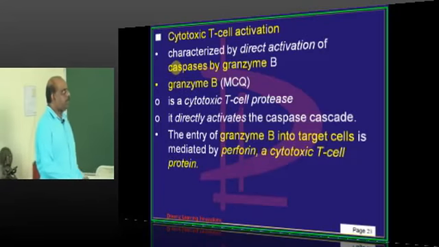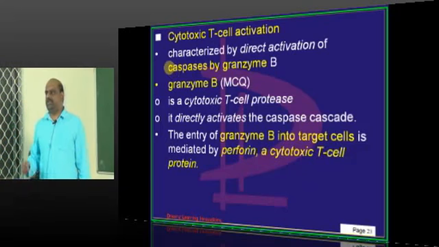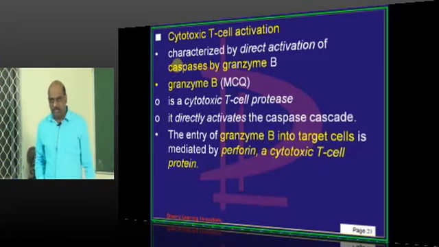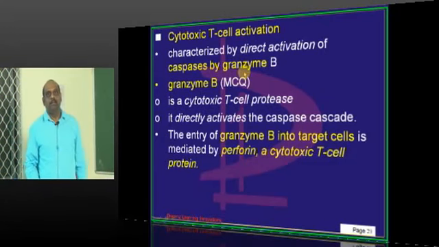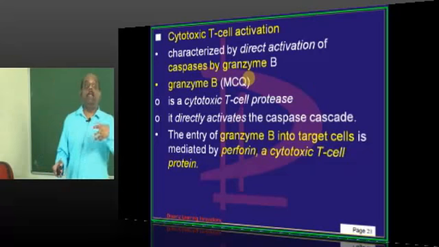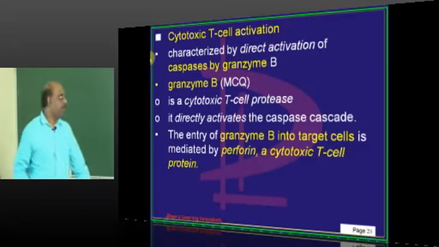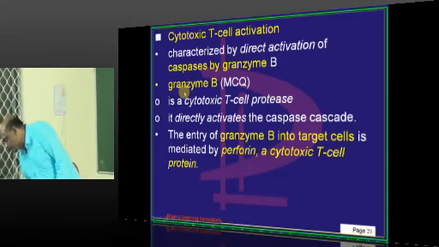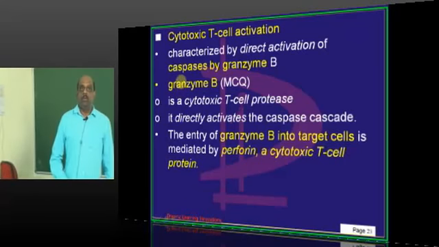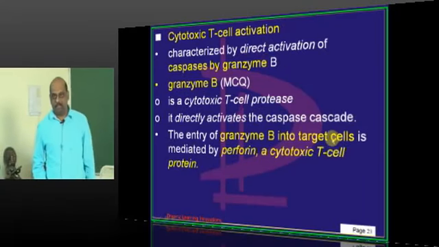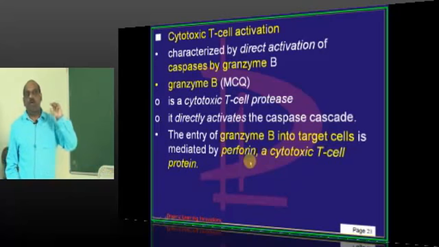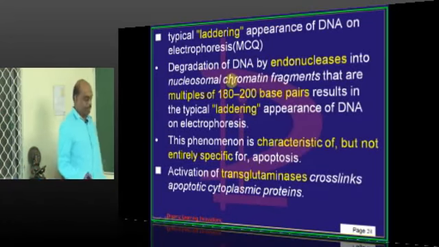Then there are some other mechanisms by which apoptosis is mediated. There are cytotoxic T cells, no? They become activated and they lead to the activation ultimately of the caspases through a mediator called granzyme B. So what is granzyme B? It is one of the proteases released by the cytotoxic T cells, which you need to remember. Once this granzyme B enters into the target cell, the entry is mediated by a protein called perforin, which is also important to be remembered in apoptosis.